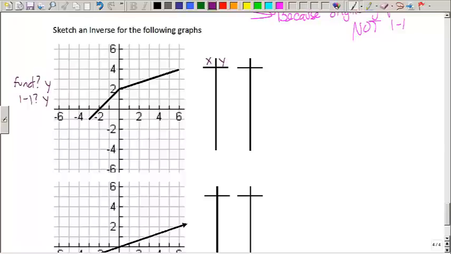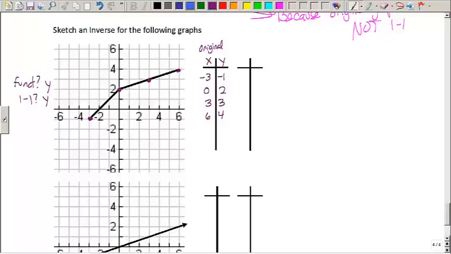So first I'd like to take my original graph and get some points. I can see a nice point right here, (-3, -1). I see another point at (0, 2). I see another point at (6, 4). And if you really want, we could do one more right there at (3, 3).